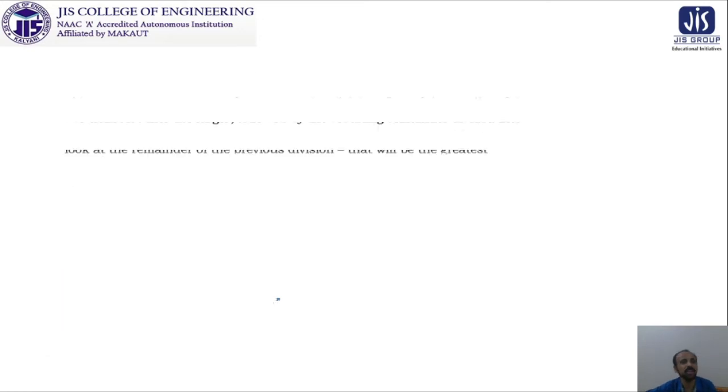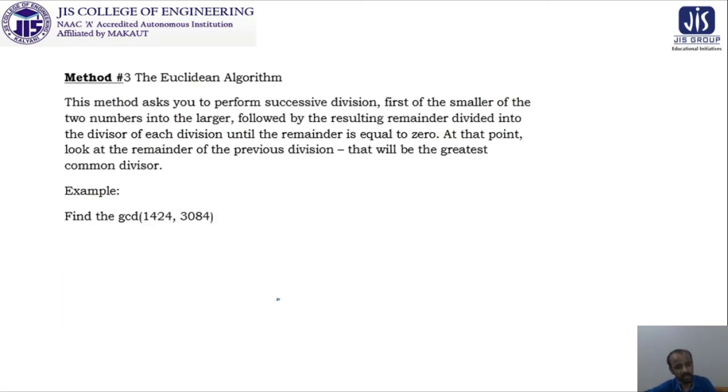So what will be the case? Here lies the importance of the Euclidean algorithm. This method asks us to perform successive division and take the remainder. Again the remainder will be divided, and in this way the process will go on. When the remainder equals 0, we stop, and the previous step's remainder will be the GCD. This is the Euclidean algorithm, and we have to test it.